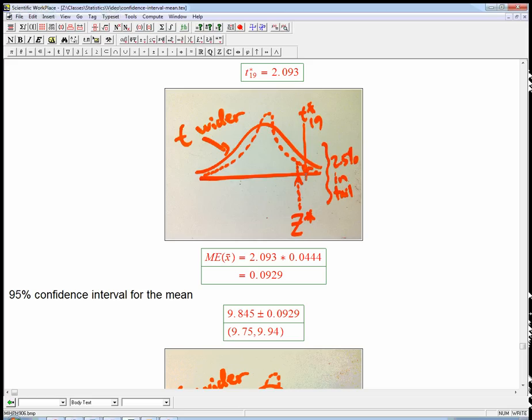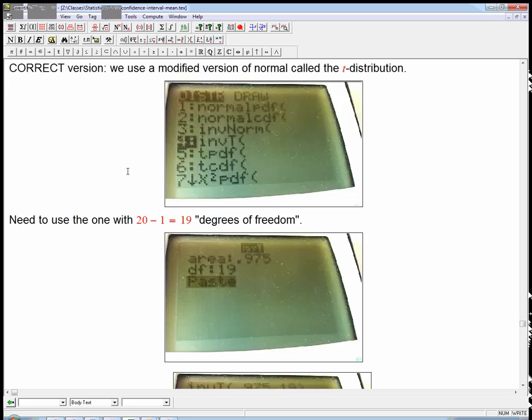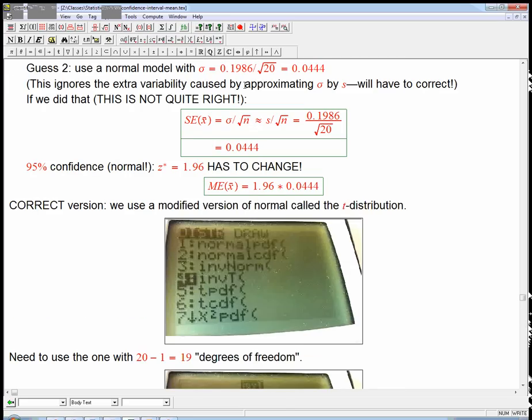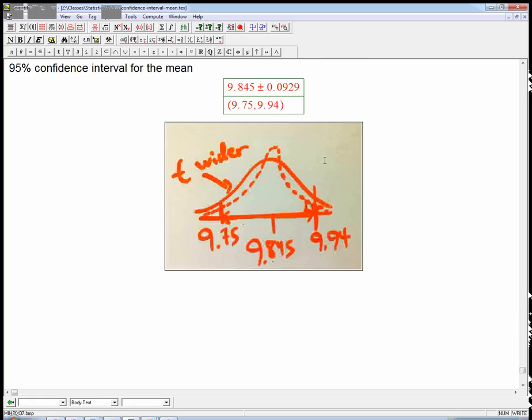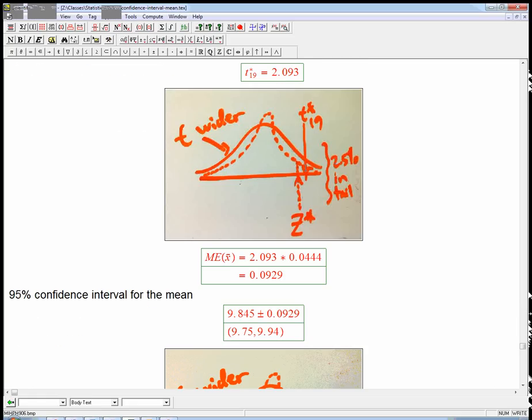That's always what's happening whenever you try to fudge something. Remember, we're doing this fudge, approximating sigma by S. It would be pretty weird if we got more precision out of that. And so that's one way to understand why this has to go this way. So the T star is a little bigger than the Z star. It's 2.093. But from then on, it's the same.